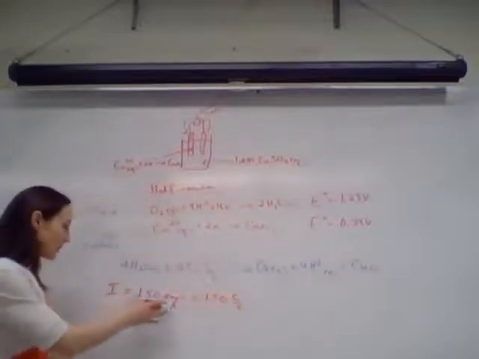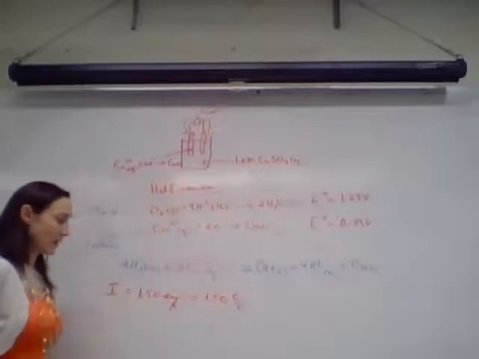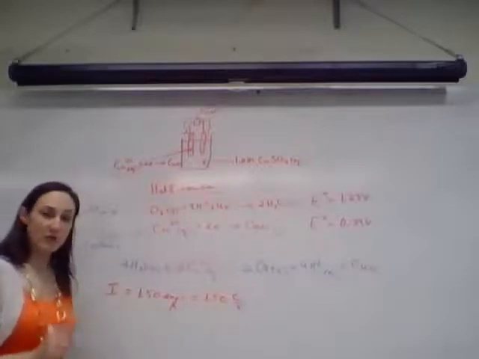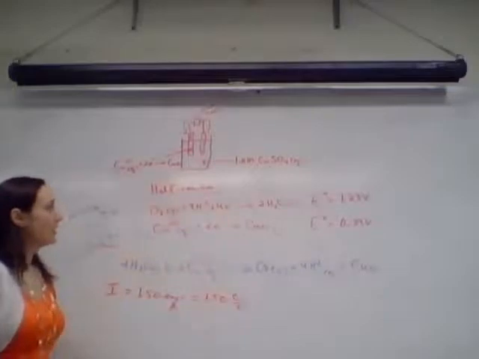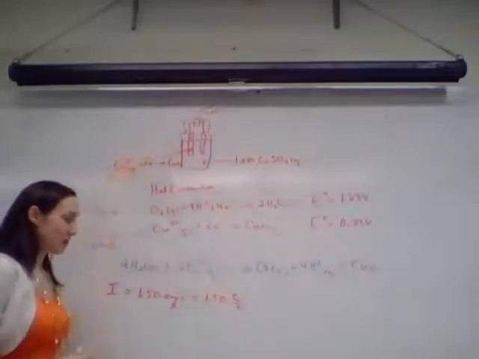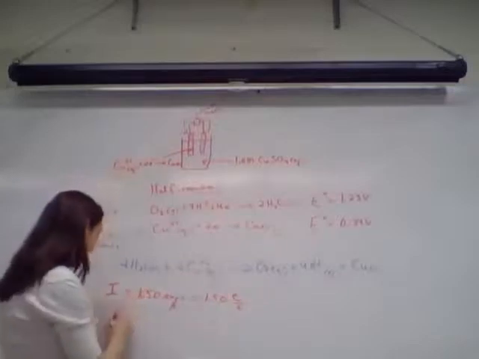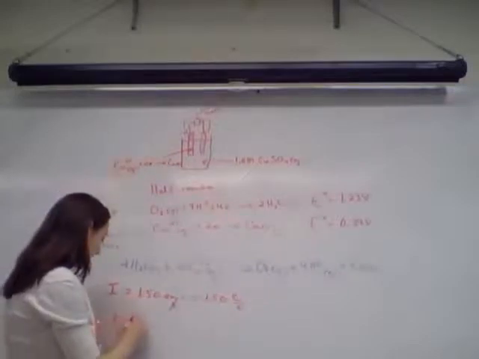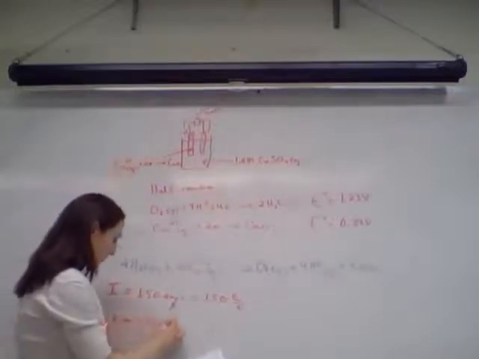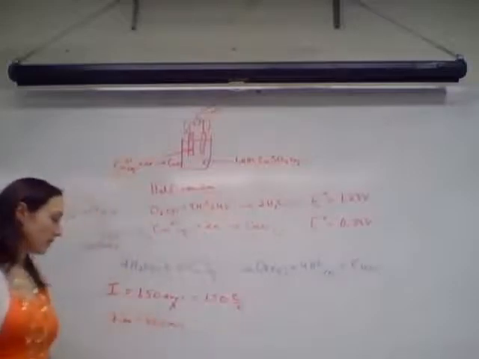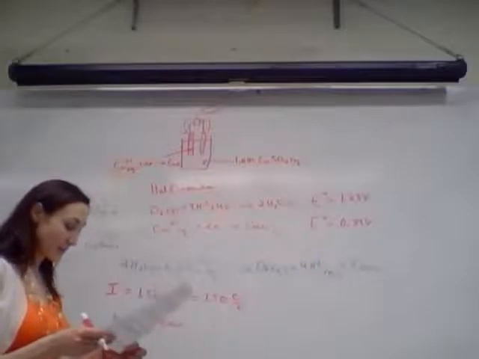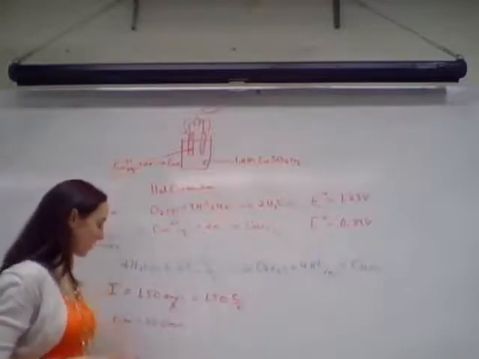So really 1.50 amps is the same thing as saying there's 1.50 coulombs per second that is passed through this cell because of that power supply. Then I'm told that this is run for a time of 40 minutes. And lastly, I'm asked to calculate the mass in grams of copper that's deposited. So let's see how this is going to work out.